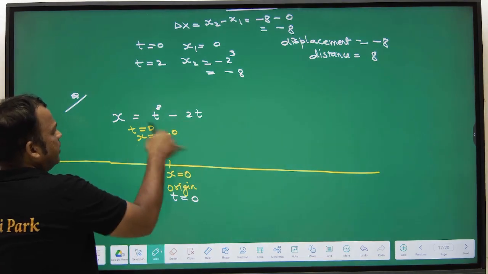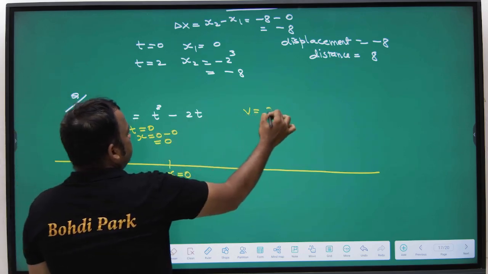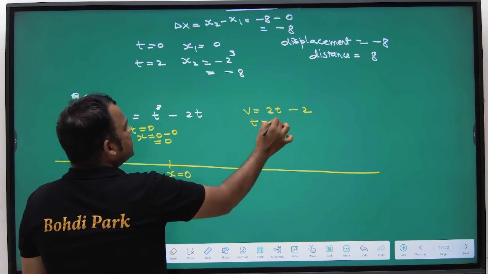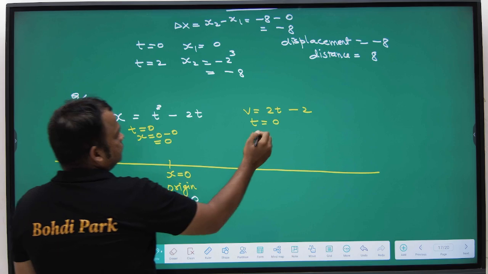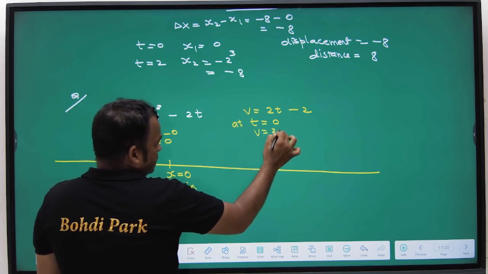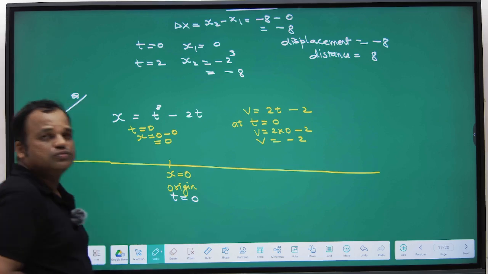Now let's calculate velocity. Instantaneous velocity will be 2t minus 2. Now put t equal to 0. At t equal to 0, velocity is equal to 2 into 0 minus 2, so velocity is minus 2.